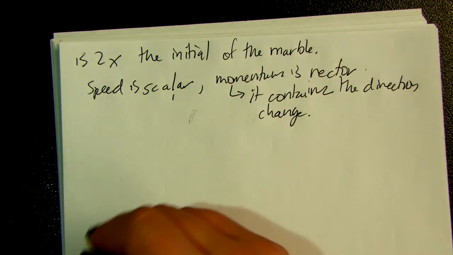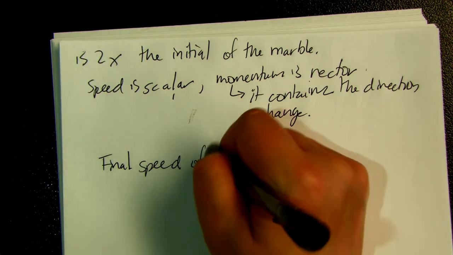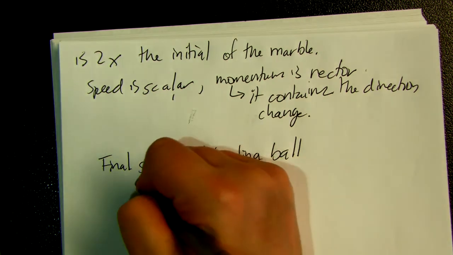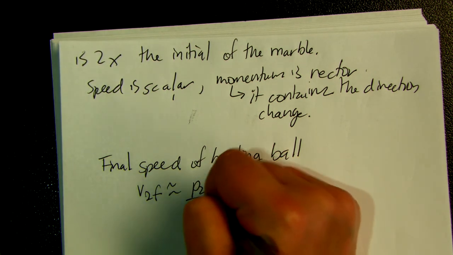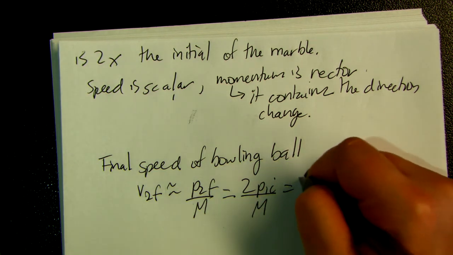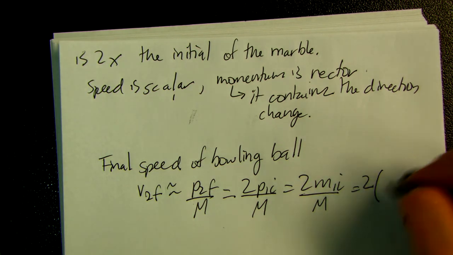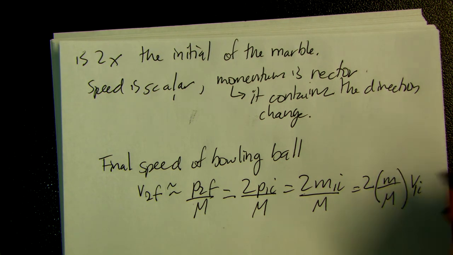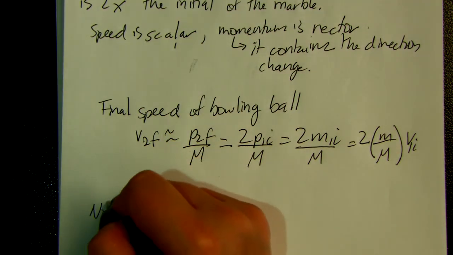Okay, let's go after the final speed of the bowling ball. So, V2 final is approximately P2 final over M is equal to 2 P1 initial over M is equal to 2 m V1 initial over M is equal to 2 little m over big M times V1 initial. Okay, so something to note, this is a very small speed.